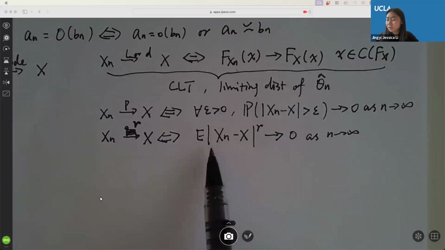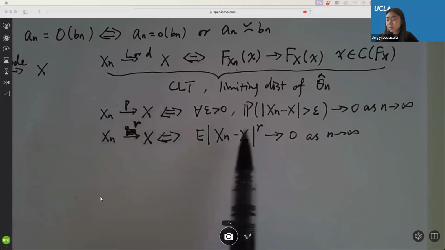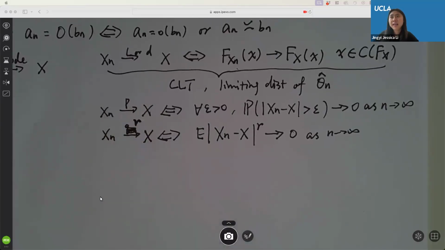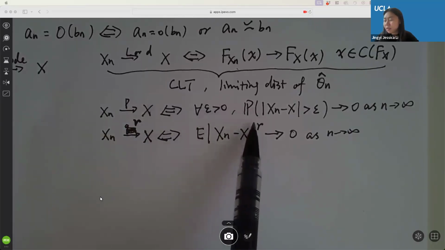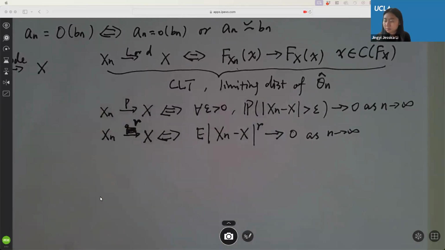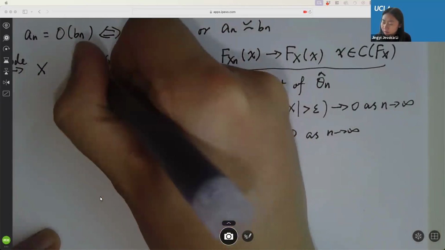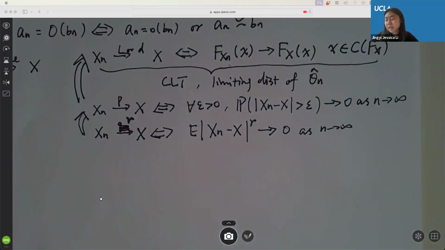But on the other hand, if you can control this, then we can go back to the probability. So basically, the Rth mean convergence implies convergence in probability, and this is guaranteed by the so-called Markov inequality. So the idea is that if we can control the overall expectation of the Rth mean, then you can imply the probability convergence, but not the other way around. Okay? So that's what I'm saying. And also you can have convergence in probability implies convergence in distribution. That's what we said last time.